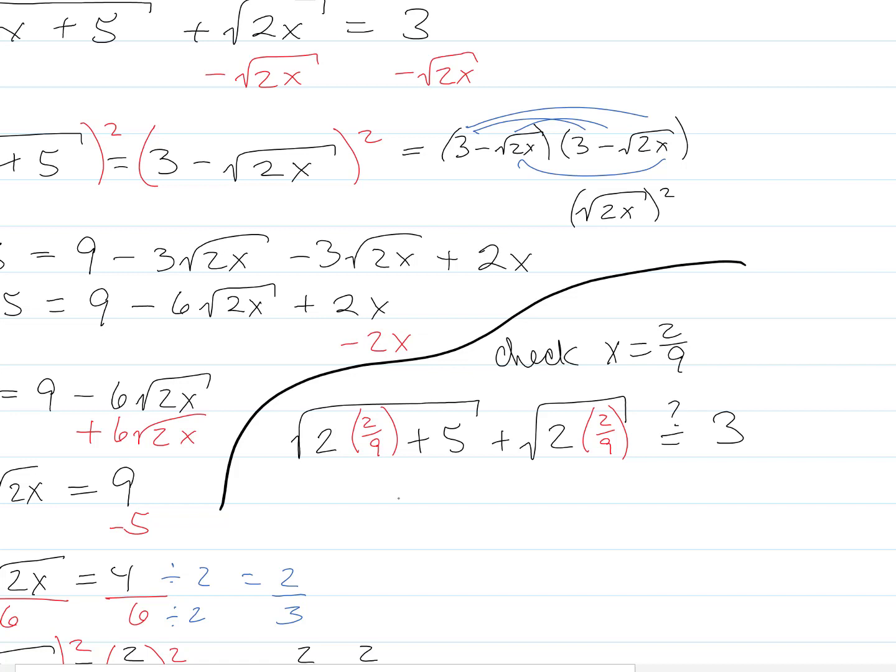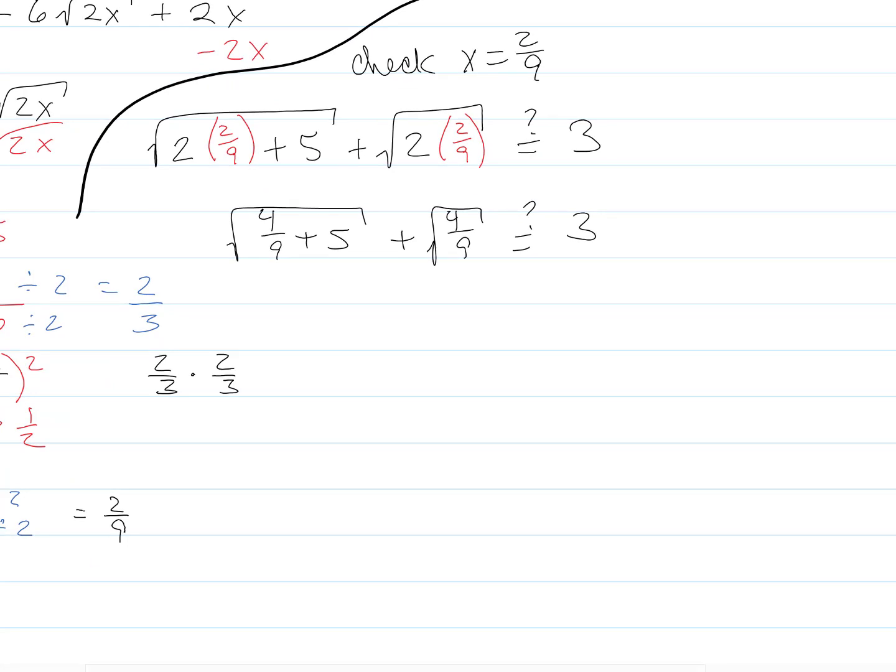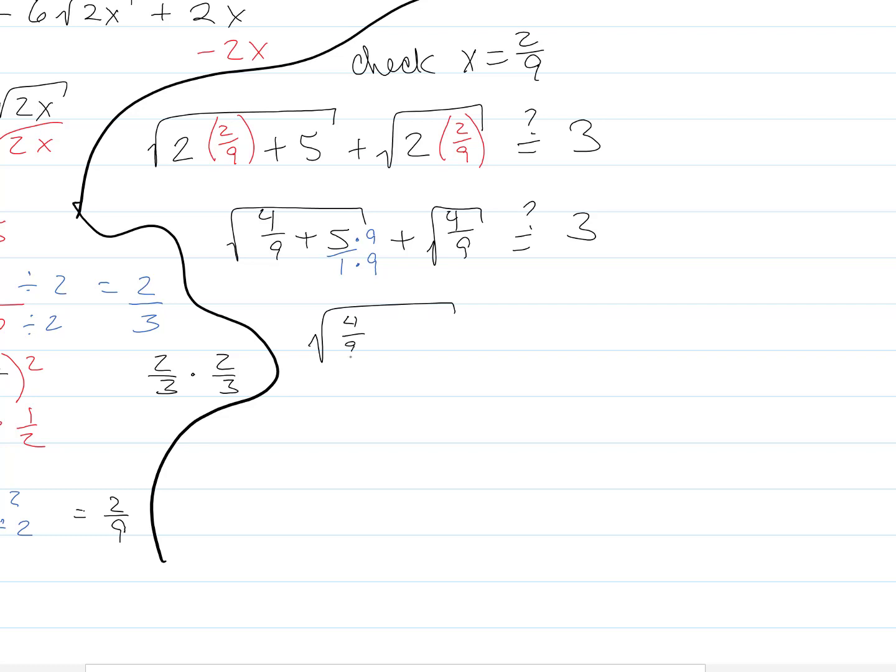All right, so we have 4/9. This is going to be super fun, because 2 times 2 is 4. So we have the square root of 4/9 plus 5 plus the square root of 4/9. And we want to know, is that equal to 3? Let's hope so. All right, so I need to add those ninths together. So I need to basically turn that 5 into 5/1, multiply the top and the bottom by 9 so I can get a common denominator. So I have the square root of 4/9 plus, what's 5 times 9? 45/9 plus the square root of 4/9.